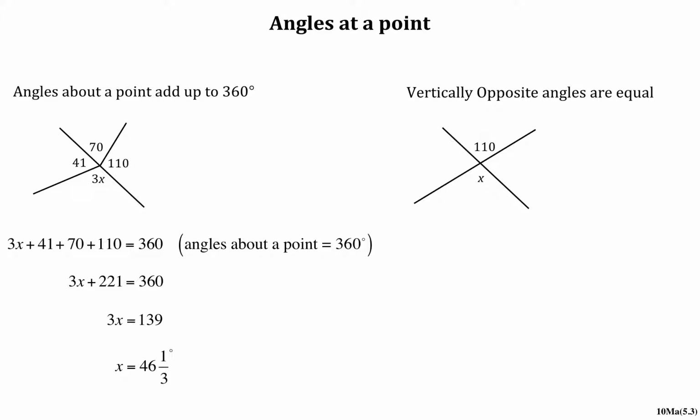There's a fourth situation, which is probably the easiest of the angles at a point, and that's when you've got two lines that cross over: vertically opposite angles are equal. So in this case, x and 110 are equal, and these two angles here would be vertically opposite. They're equal to each other as well. So we write our answer down, x equals 110 for this question, and the reason: because they're vertically opposite.